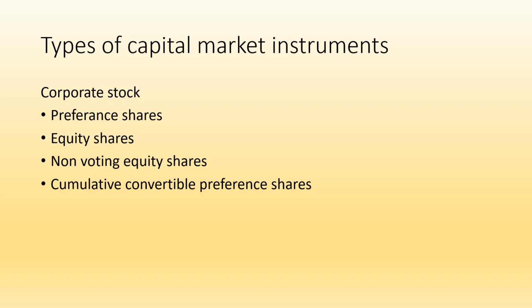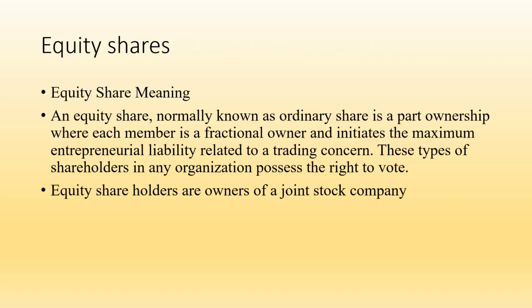In today's video, we will study about the corporate stock, that is preference shares, equity shares, non-voting equity shares, cumulative convertible preference shares. First one is equity shares. An equity share is normally known as an ordinary share. It is the part of ownership where each member is a fractional owner and bears the maximum entrepreneurial liabilities related to trading concerns.